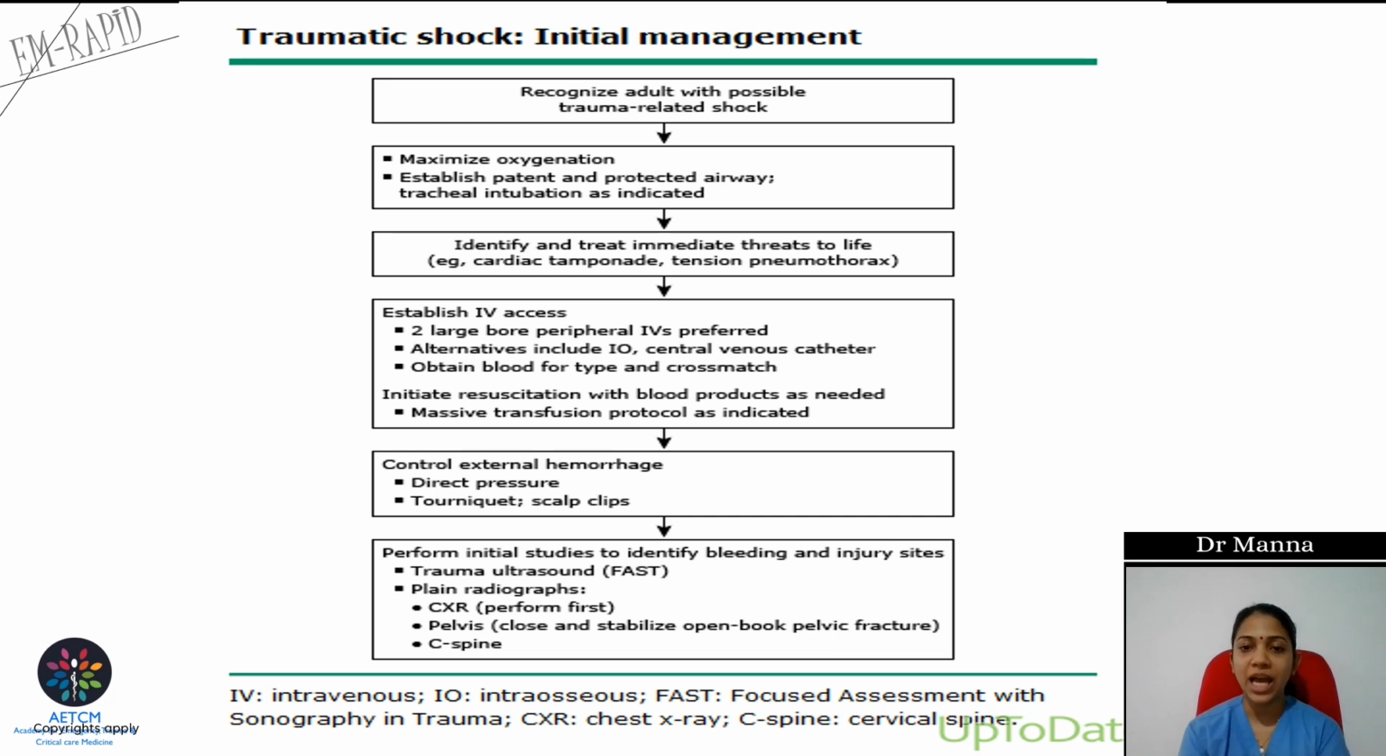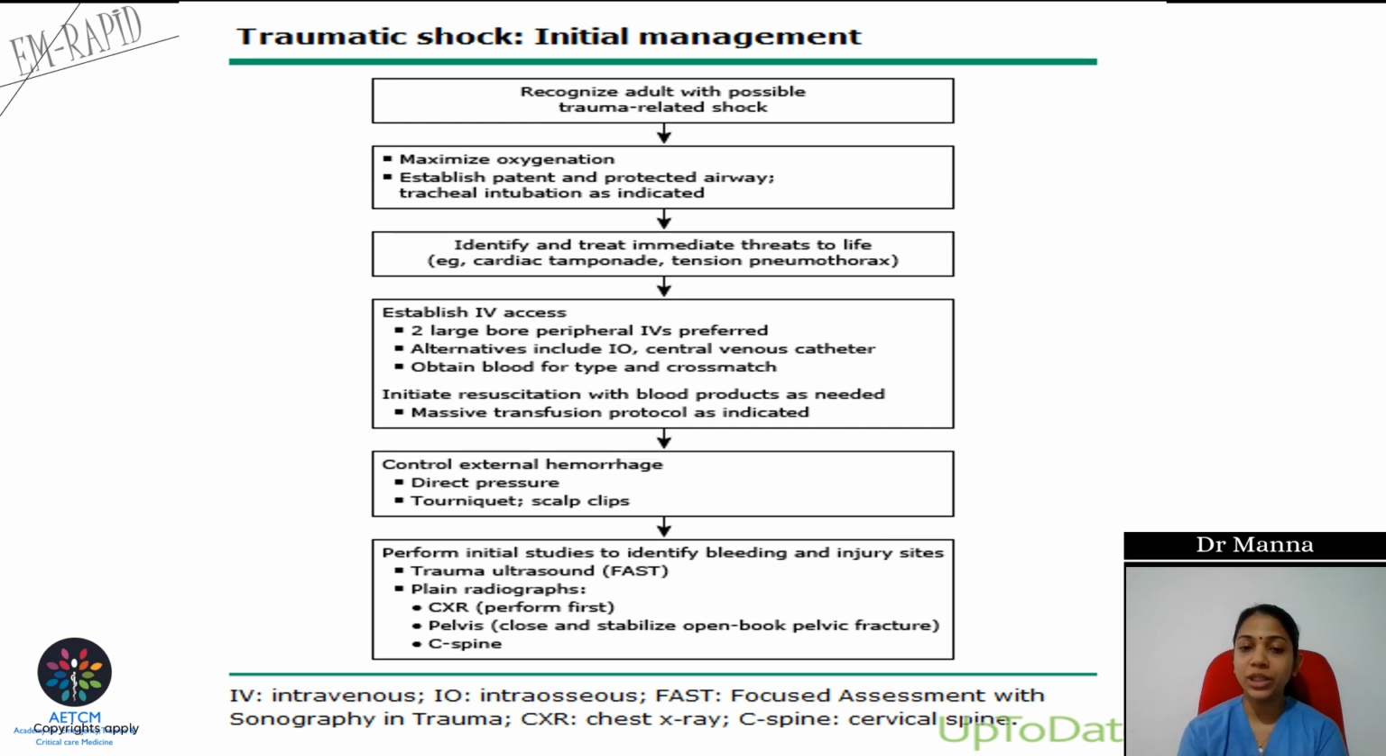And if this patient is having any life-threatening injuries like cardiac tamponade and tension pneumothorax, identify that and do the necessary treatment for that. Establish two large bore IV access to the patient. If we are not getting an IV cannula, place an IO access or a central venous catheter. Arrange for blood grouping and cross matching, and if required, arrange for a massive transfusion protocol in case of class 3 and class 4 hemorrhagic shocks.